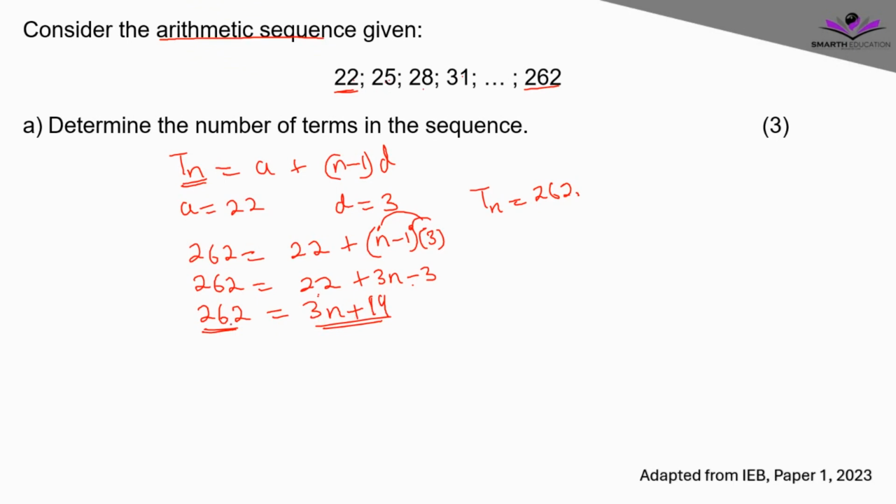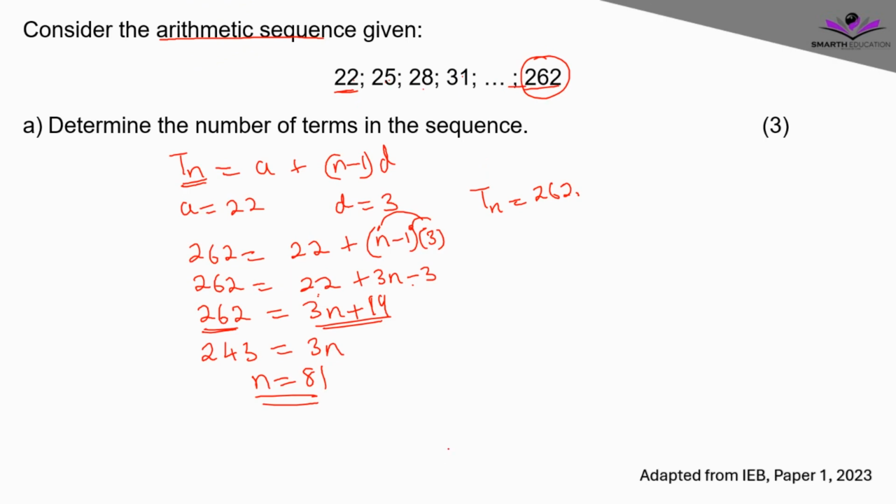Right, so we're solving for n. Subtract 19 from both sides of the equation. We have 243 is equal to 3n. Then divide by 3 on both sides of the equation. N is equal to 81. So it means there are 81 terms. This term is term number 81, and therefore there are 81 terms in this sequence.